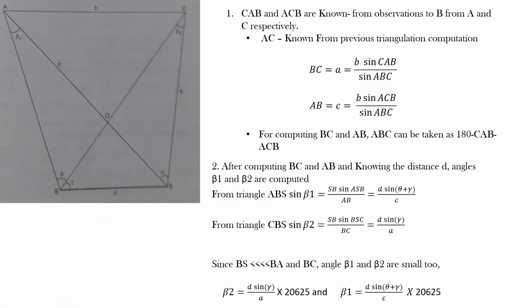So divide this entire equation by sine of 1 second. On dividing this entire equation by sine of 1 second, the equation gets converted into beta 1 equal to D into sine of theta plus gamma divided by C multiplied by 20625, and beta 2 will be D into sine gamma divided by A into 20625.